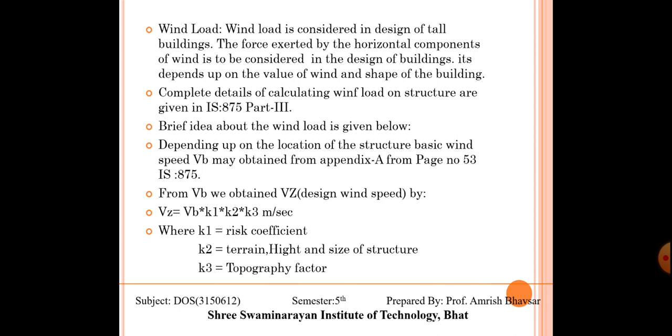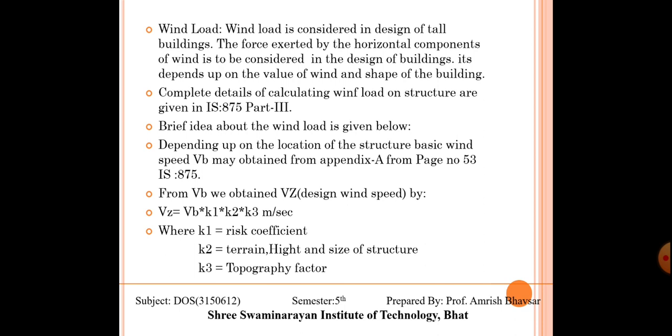The force exerted by the horizontal component of wind is to be considered in the design of a building. It depends upon the value of wind and the shape of the building. Both are most important: value of wind and shape of the structure. It also depends on the size of the structure. For the calculation of this wind load, all the complete details for calculating wind load on a structure are given in IS 875 part 3. First part for the dead load, second part for the live load and imposed load, and number 3 for the wind load.